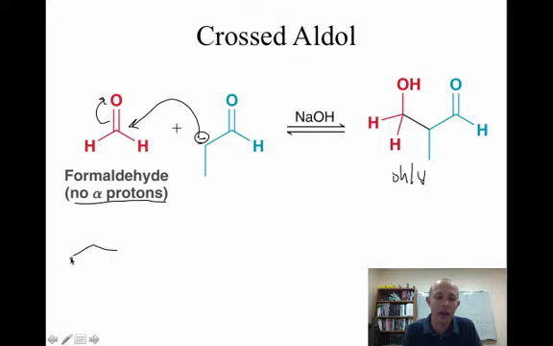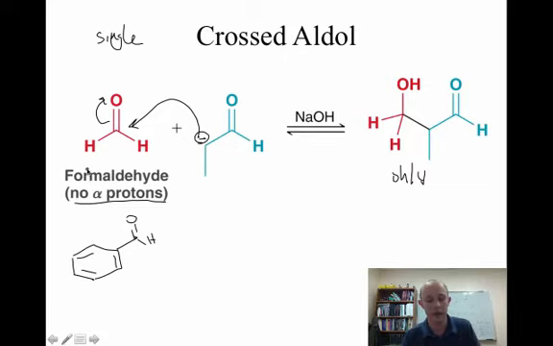Another common aldehyde which is used for crossed aldol reactions is benzaldehyde, right? Because right here this carbon's already making 4 bonds. There's no alpha hydrogens here, so we could react these 2 things with one another to get a single crossed aldol product. So this is a strategy for getting a single crossed aldol. Use one of your 2 aldehydes that has no alpha hydrogens on it.